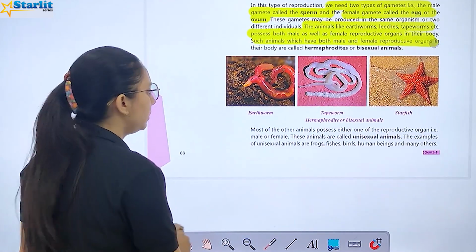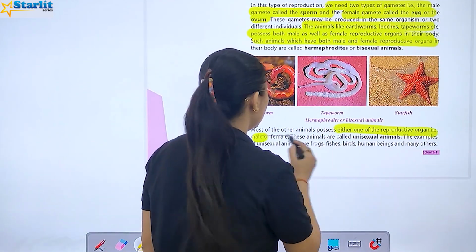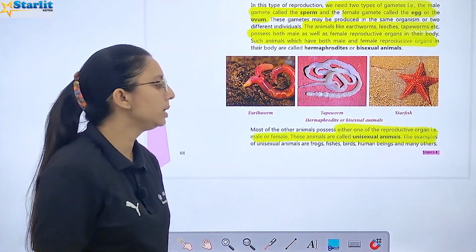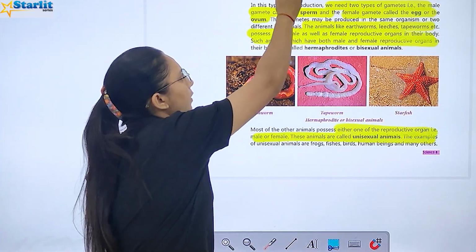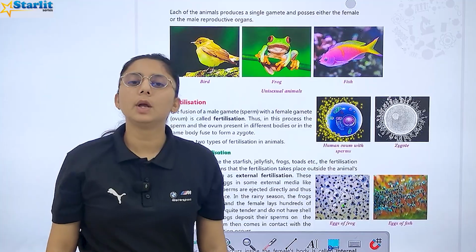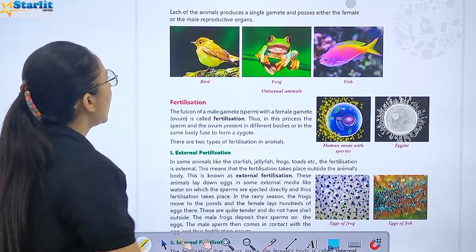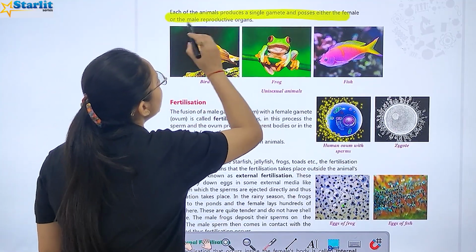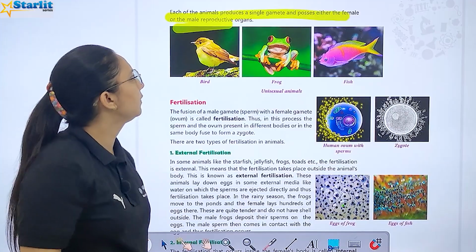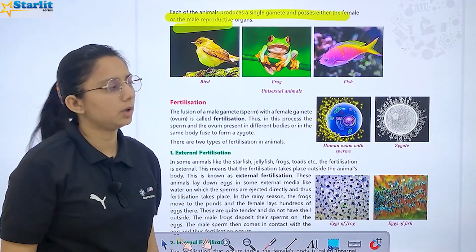Most of the other animals possess either one reproductive organ, and these animals are called unisexual animals. Like we have frogs, fishes, birds. We call them unisexual, right? And each of the animals produces a single gamete, either from the female or male reproductive organ.